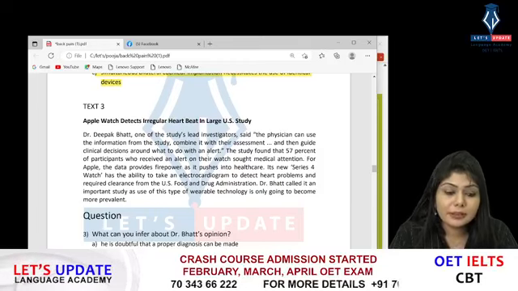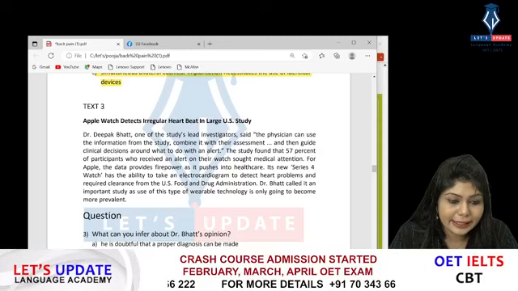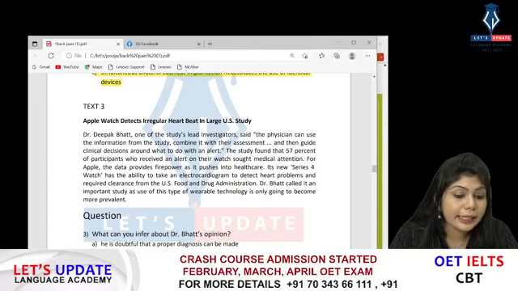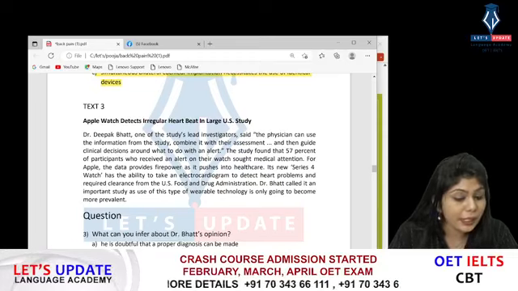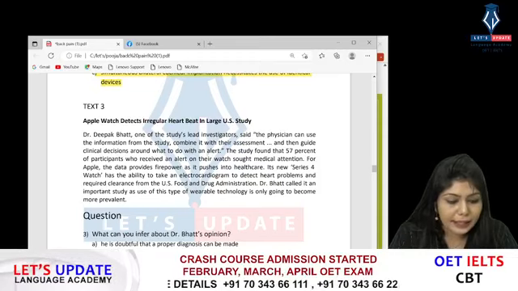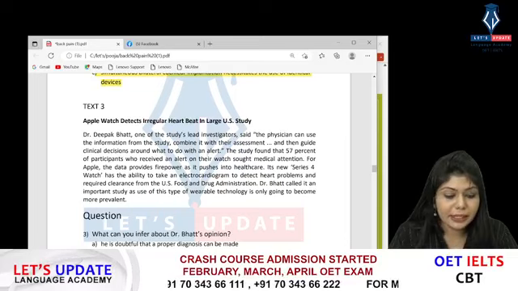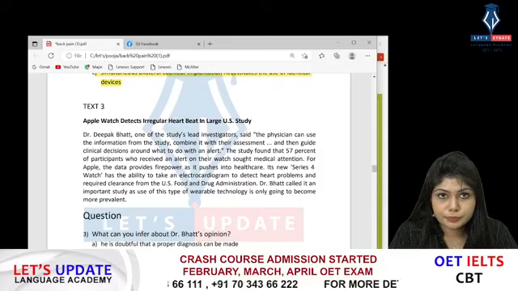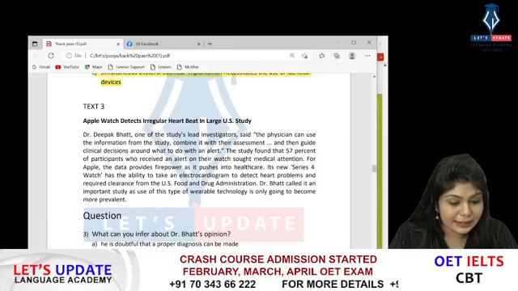Also just be careful about the heading. Just look at the heading. What is this about? It was about Apple Watch detecting irregular heartbeat in the US study. Now the question is, what can you infer about Dr. Bhatt's opinion? Is it A, he is doubtful that a proper diagnosis can be made? B, he thinks this type of technology is likely to become widespread? Or C, he is a proponent of the medical uses of wearable technology? So these are the options. What do you think is the answer?